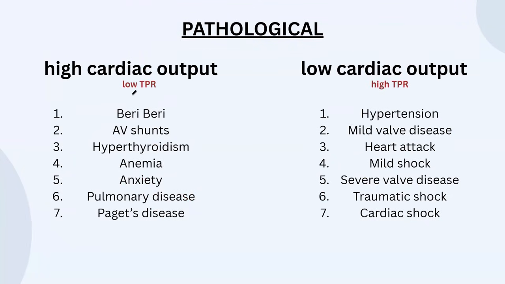In pathological cases, for example in cases with low total peripheral resistance, we talked about beriberi, remember? There was massive peripheral vasodilation and massively decreased total peripheral resistance. All of the blood was pooling in the feet. That means the heart has to work harder. It has to have a higher cardiac output.